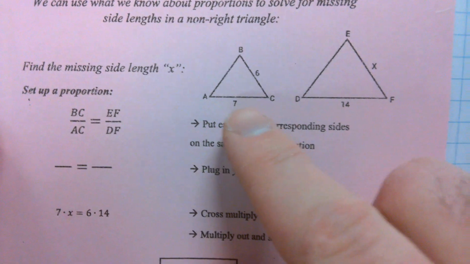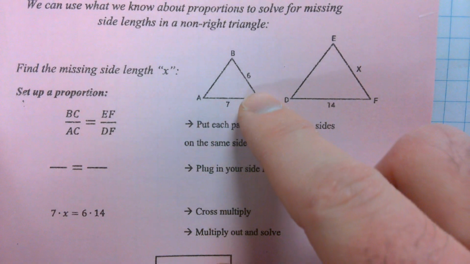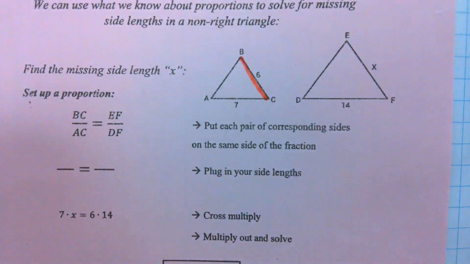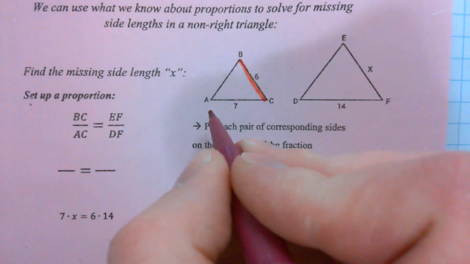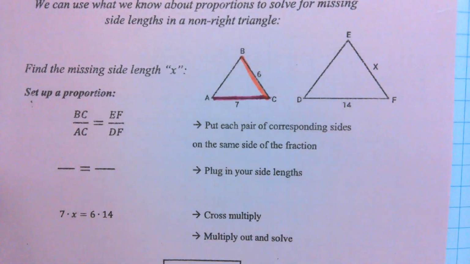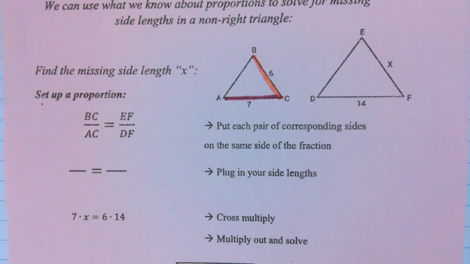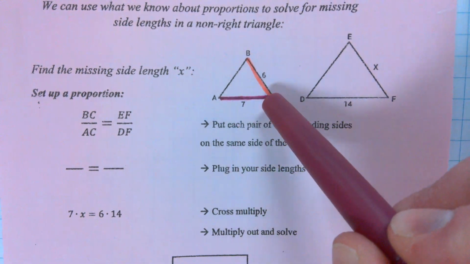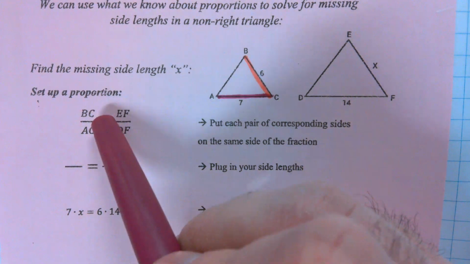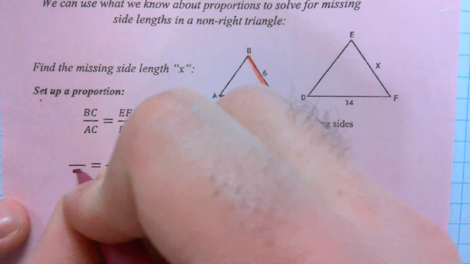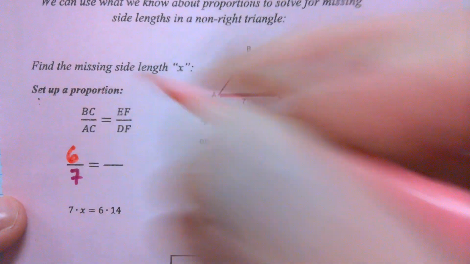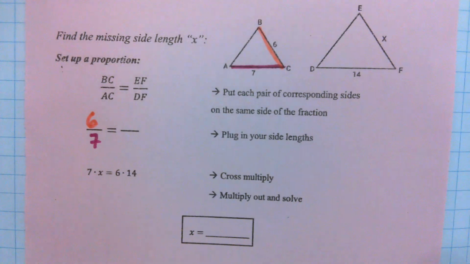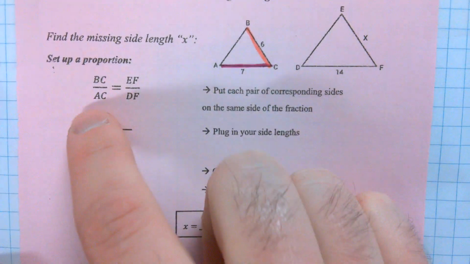So, if I've got triangle ABC, I know that one side, this side BC, is 6 units long. And I know my bottom side, AC, is 7 units long. Okay, the right side is 6, the bottom is 7. If I put the right side over the bottom side, I now have the fraction, or proportion, 6 over 7. The ratio from my right side to my bottom side is 6 to 7.